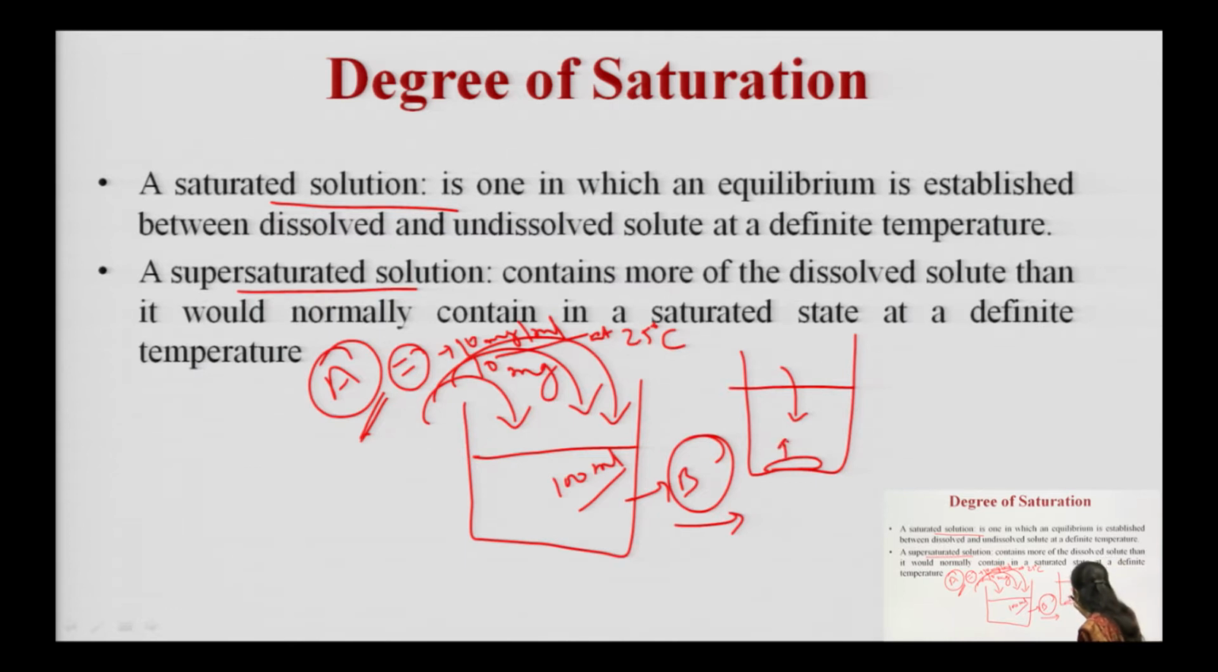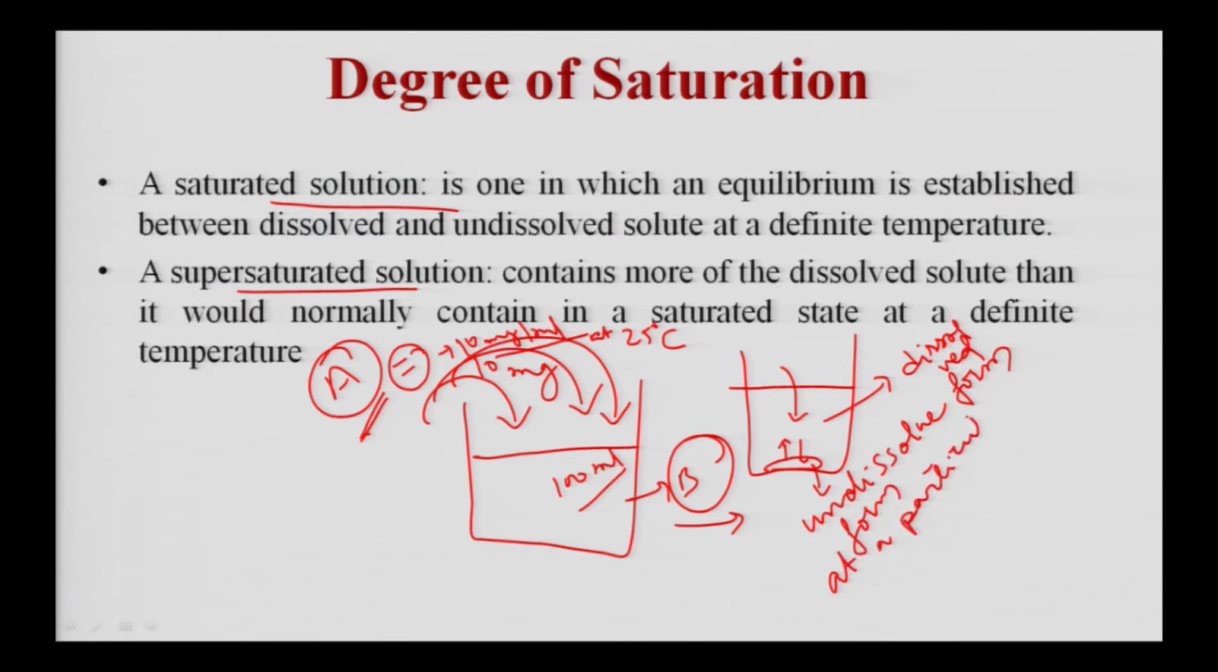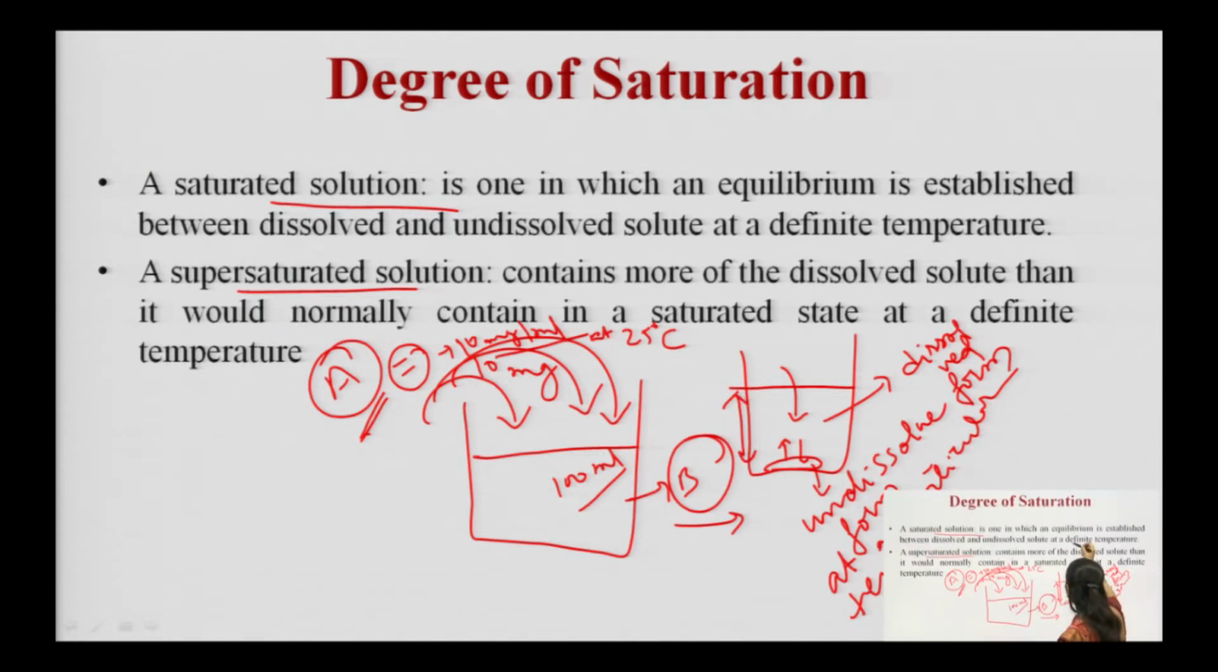So, now an equilibrium exists between the undissolved form and the dissolved form at a particular temperature. So, now we can say that the supernatant fluid is a saturated solution, because now equilibrium is established between the dissolved and the undissolved solute at a definite temperature.